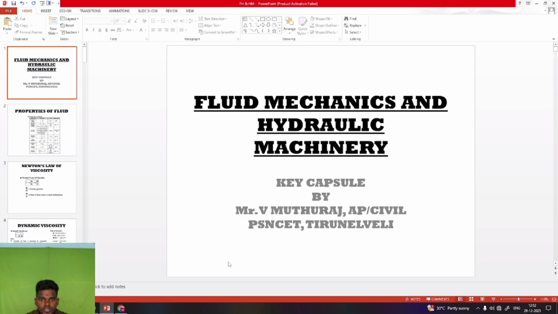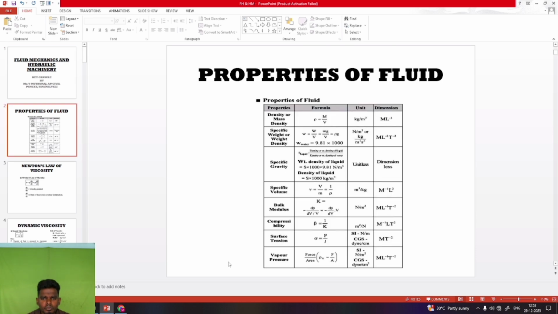Here we are going to see about the subject and its material related to a key capsule of fluid mechanics and hydraulic machinery. Let's start with the basic things like properties of fluid. For the properties of fluid, we have to classify the contents in four columns: properties, formula, unit, and dimensions.